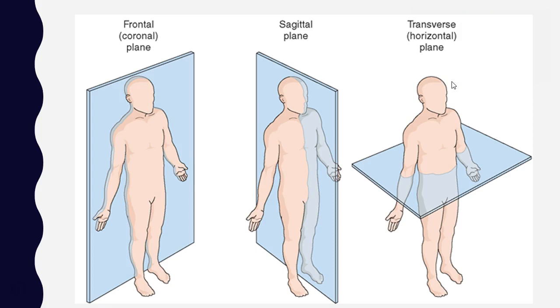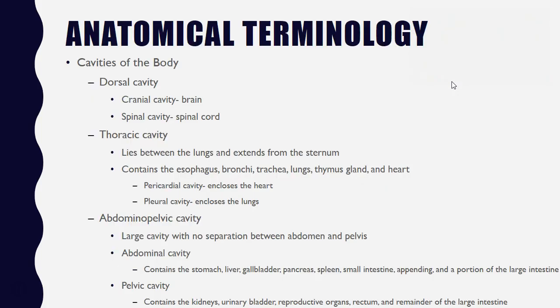When these planes are produced as sections are made, then flat surfaces result, and these are often what you're going to see in textbooks. You'll see different sections. You'll also notice there are cavities of the body. The dorsal cavity, remember, means toward the back, and so the dorsal cavity is going to be made up of the cranial cavity, which encloses the brain, and then also the spinal cavity enclosing the spinal cord.